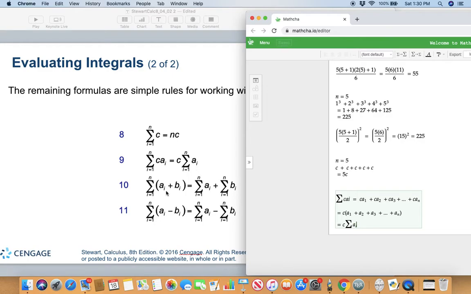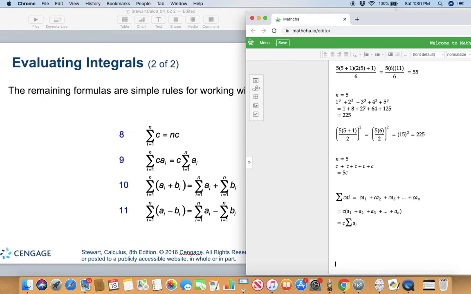If I'm taking two numbers a1 and b1, then a2 and b2, a3 and b3, and then adding them all up together, it's the same as adding a's first together, then b's first together. Likewise, if I'm looking at summation of difference, well, it might be better to add all the a's together first and then subtract all the b's together later. That's all it means. Okay, so I hope this formula makes sense to you.